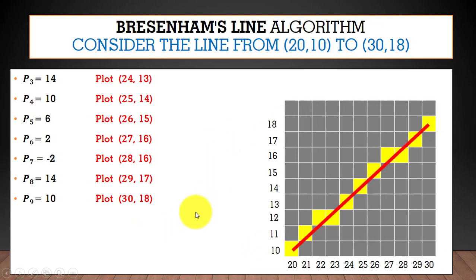Now we will draw the line. So this is the straight line between 20, 10 and 30, 18. So that's how this algorithm works. This is a simple algorithm for line drawing, and the simplicity of this algorithm is that it uses simple integer calculations like addition, multiplication and subtraction. So this algorithm is fast and accurate as compared to the DDA algorithm.